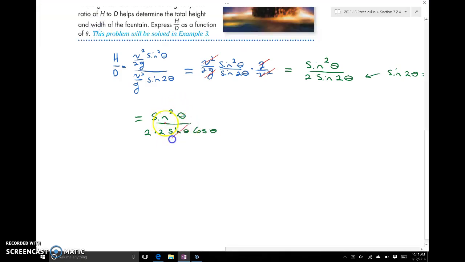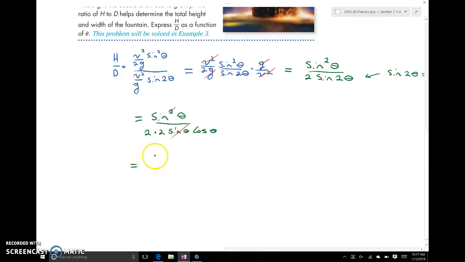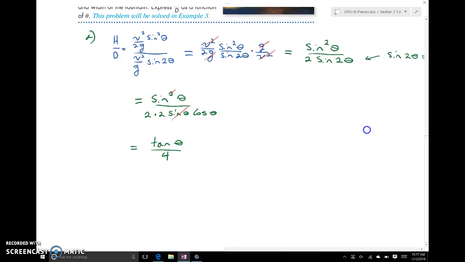And so we can cancel this out, and this one, just one of them, and we'll get sine over cosine and 4. So this does simplify down quite a bit to tangent theta over 4. So that's going to be a lot easier to use for part B than the original function was. And they asked us in part B to find that ratio of the height over the distance when the angle of elevation was 27 degrees.